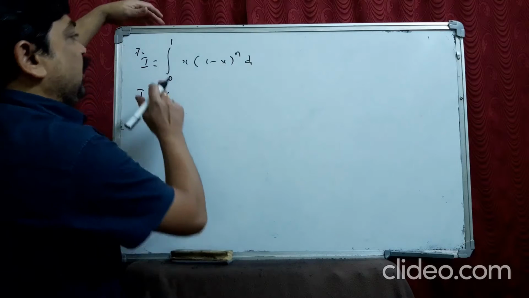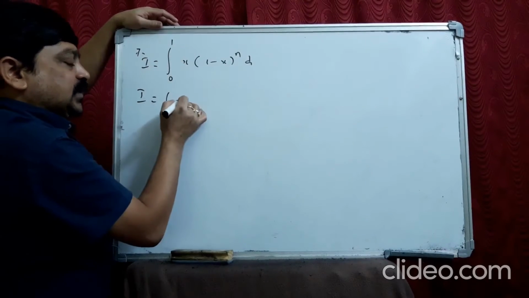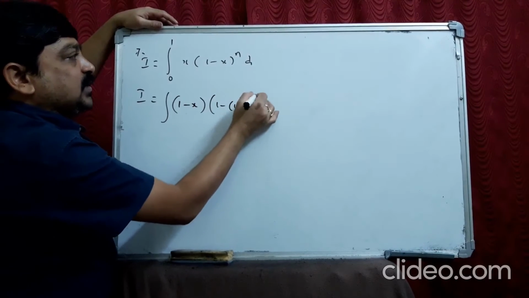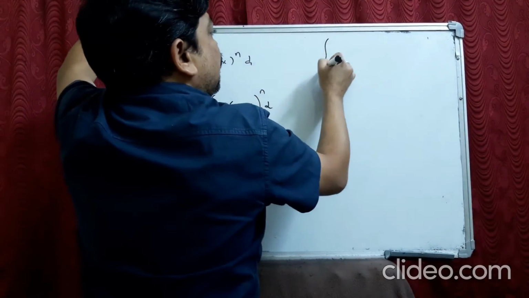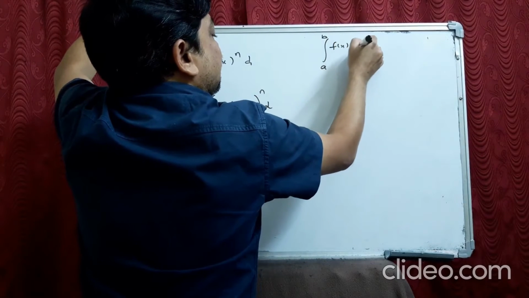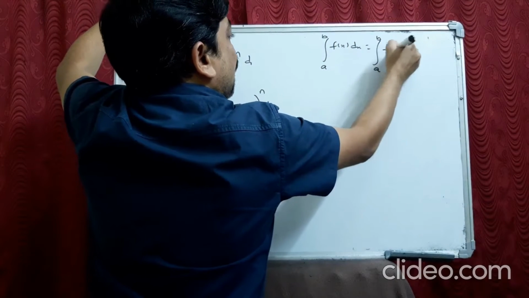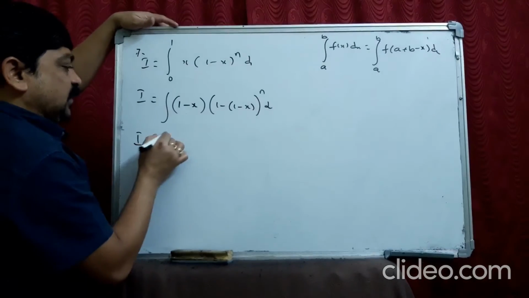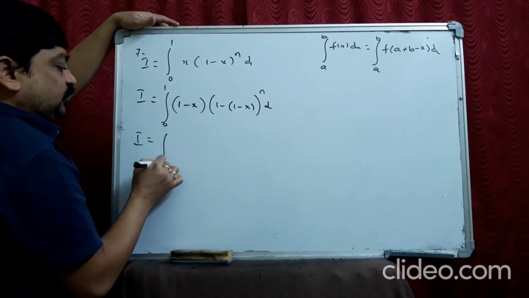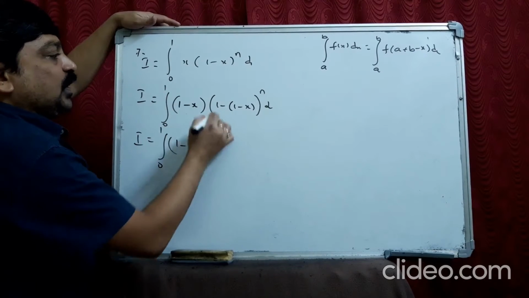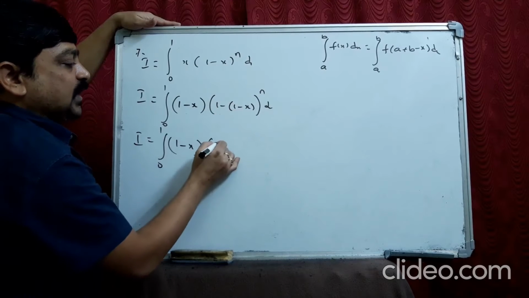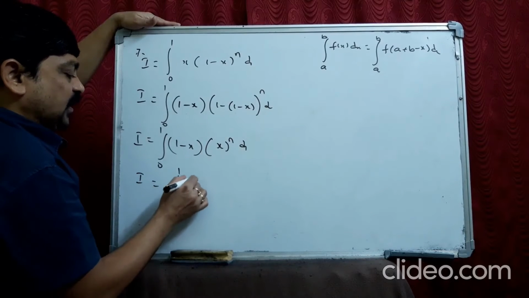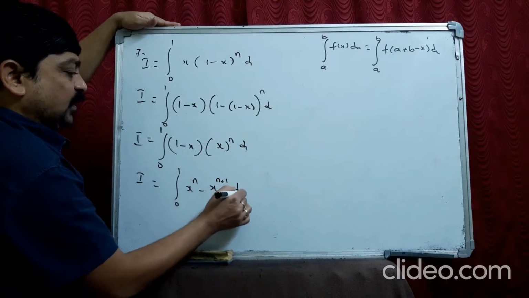A plus b means 0 plus 1 minus x. So in the place of x, put 1 minus x: 1 minus of (1 minus x) power n. Now it becomes I is equal to integration 0 to 1 of (1 minus x) into, the 1 minus 1 gets cancelled, it becomes x power n dx. So I is equal to integration 0 to 1 of x power n minus x power n plus 1 dx.